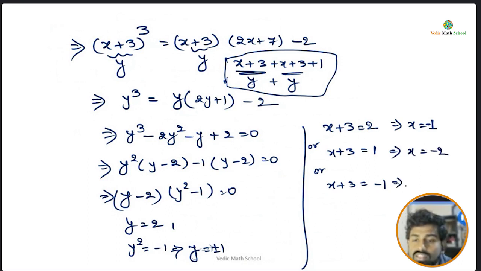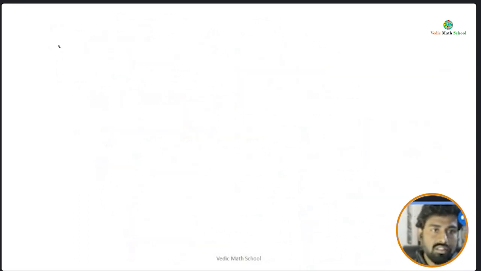And from here what will you get? x equal to minus 4. So these are the three numbers. x equal to minus 1 or minus 2 or minus 4. Look at here, write down.